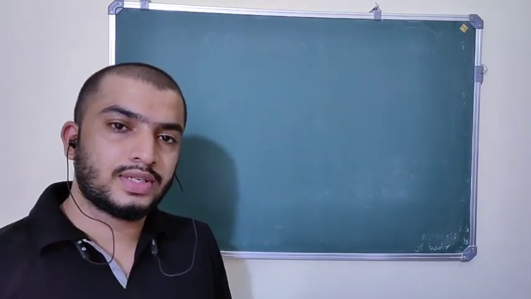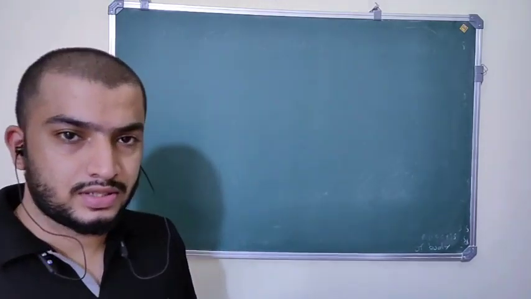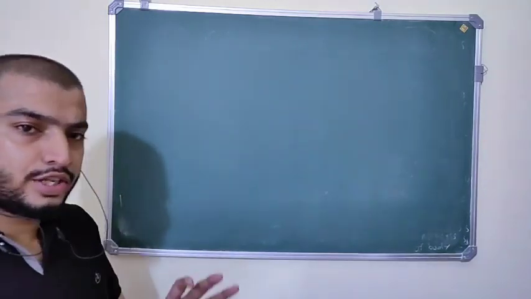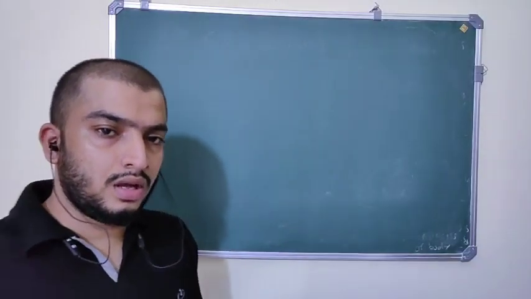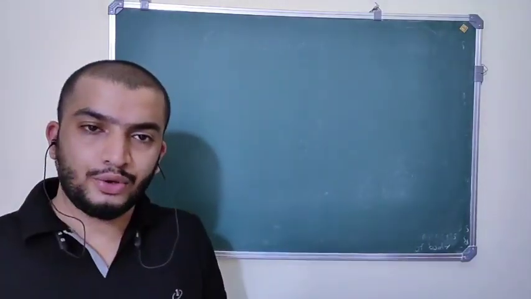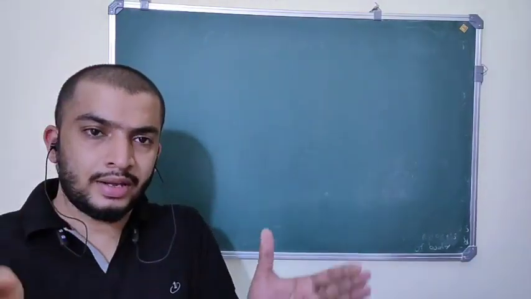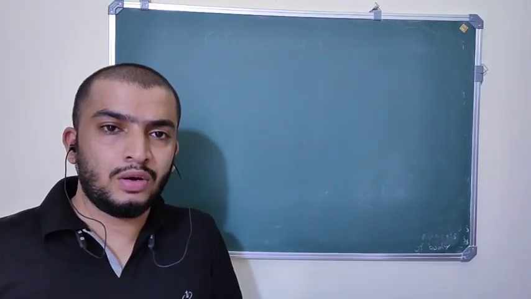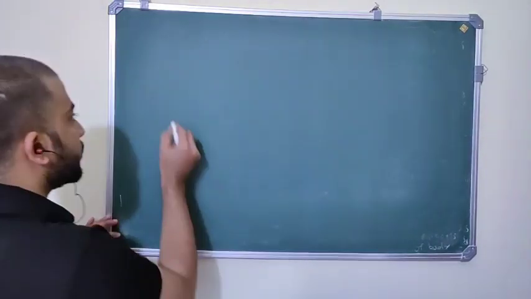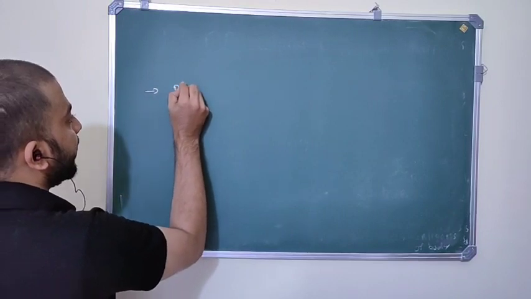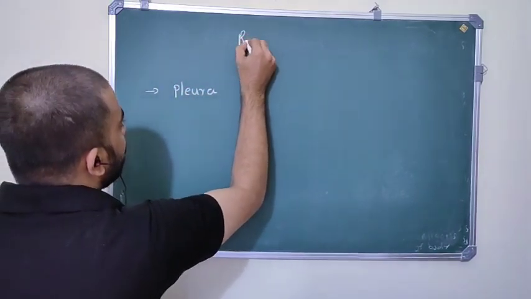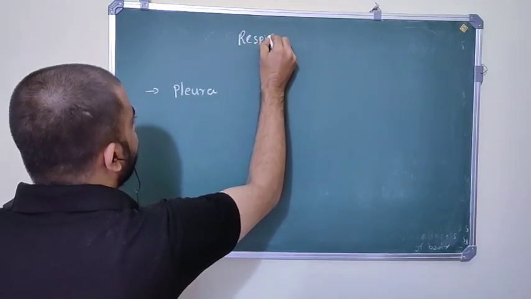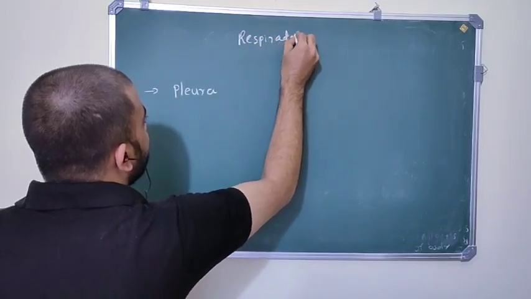Next we are going to discuss the respiratory system. So let's check the respiratory system of the rabbit. First of all, the lungs. In both rabbits and humans, the lungs are surrounded by a double membrane called pleura. It is the same in rabbits and in other animals.